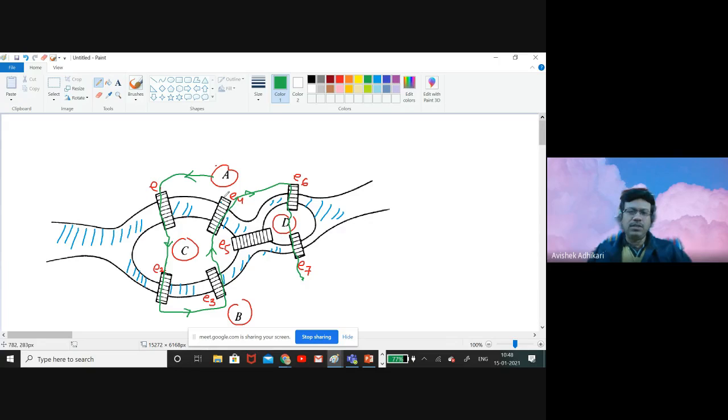So the question is, you start from some place, maybe from A, you have to travel all the bridges, and you have to come back to position A. The only condition is, if you travel through one bridge you cannot travel it again. That means if you go through this, this bridge is closed for you. If you travel through this, this bridge is closed to you. Now the question is, can you find a way so that you start from A and then go on traveling through all the bridges and come back to A once again?